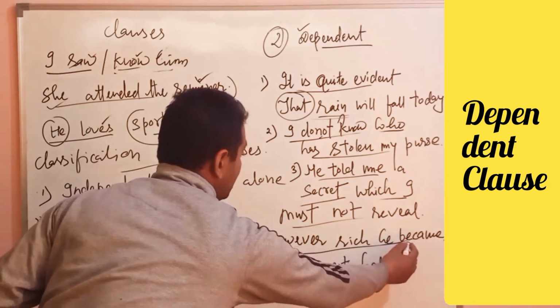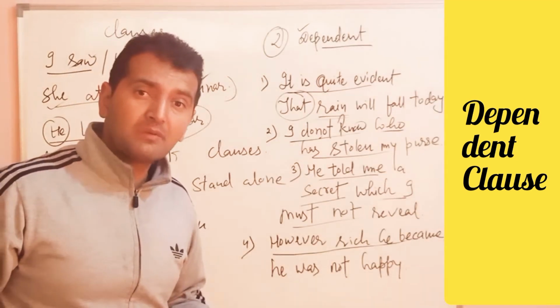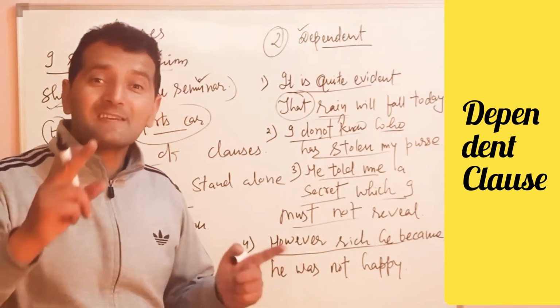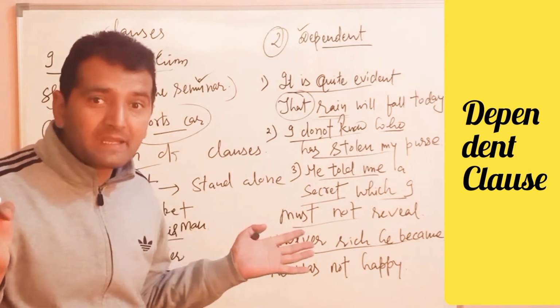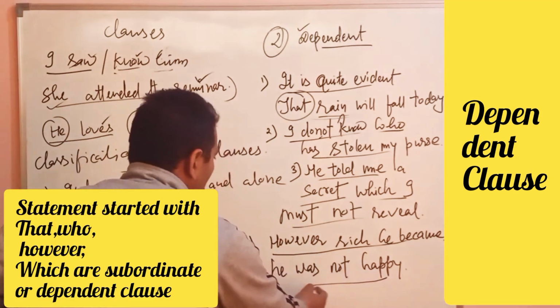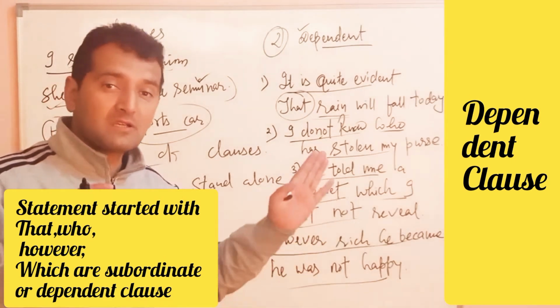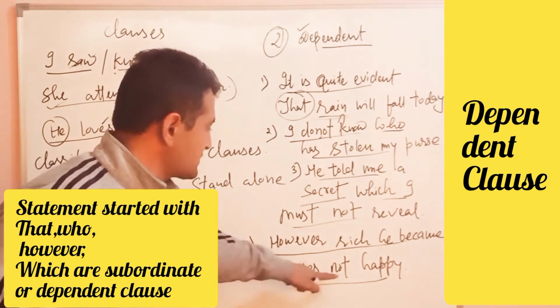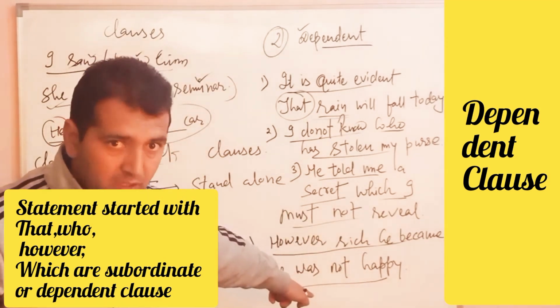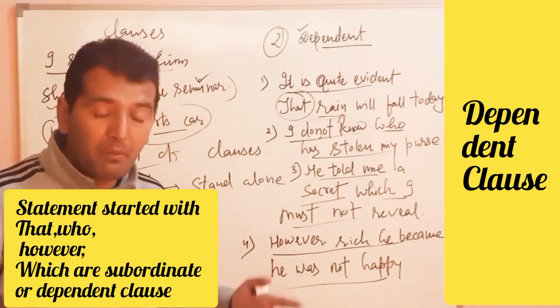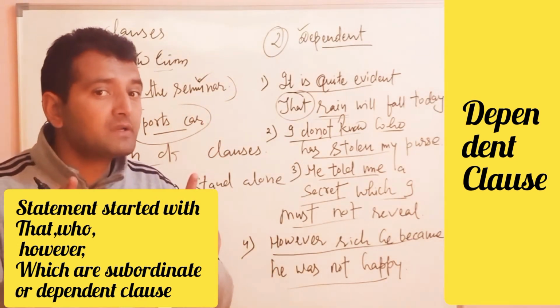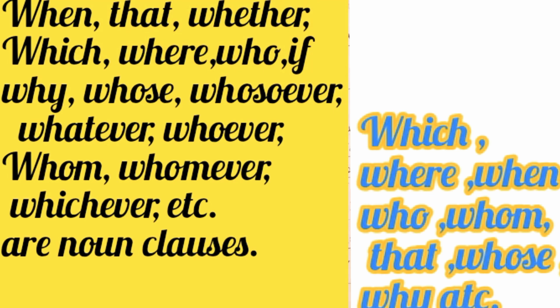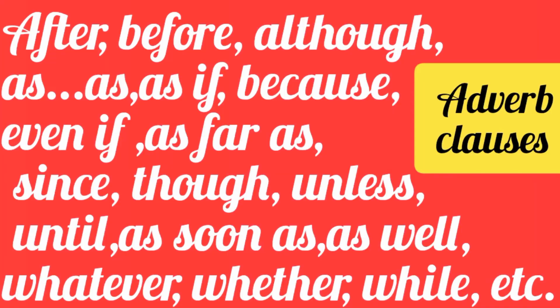"However rich he became," no matter how rich he became, is a dependent clause, because from it alone we do not know exactly what is meant. So, "he was not happy." Though he became rich, he was not happy. "He was not happy" is a principal clause, and the dependent one is "however rich he became." So these are some special words. See through the slide. There are some subordinate and dependent words which give us a hint that yes, this is the noun clause, this is the adjective clause, and this is the adverb clause.